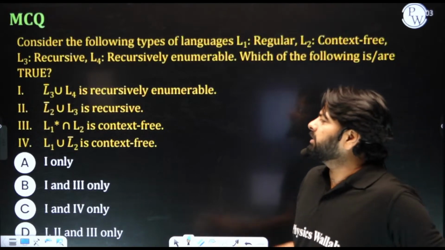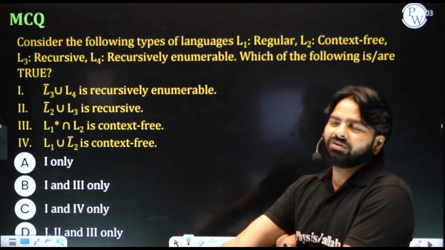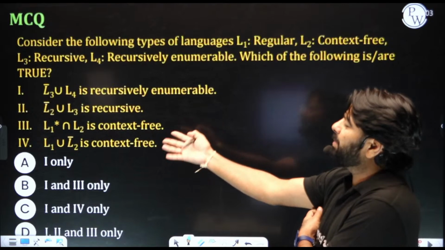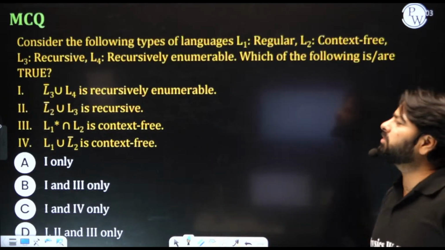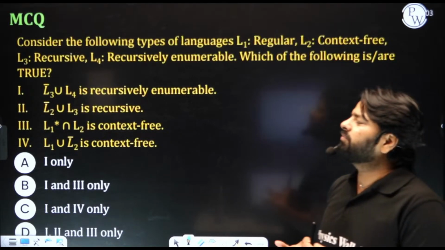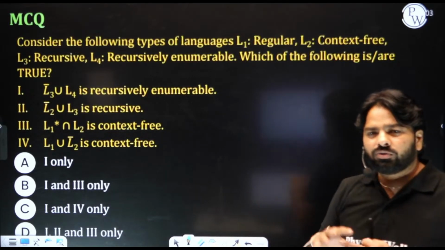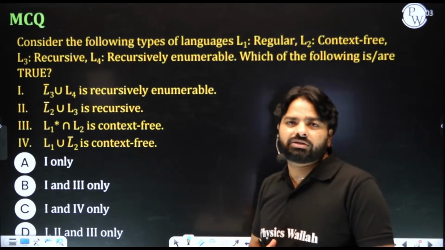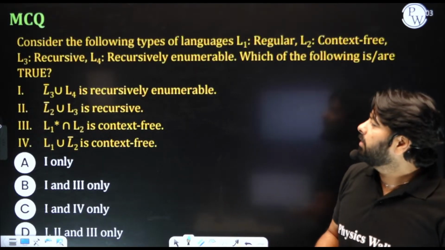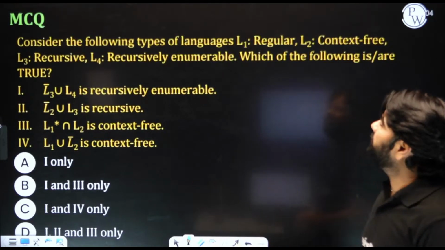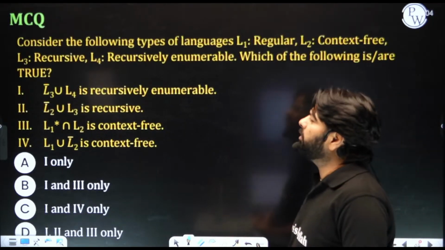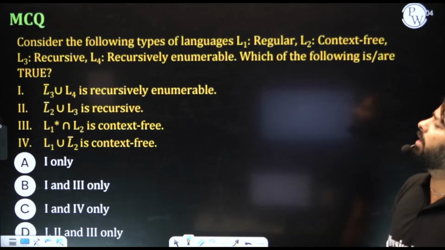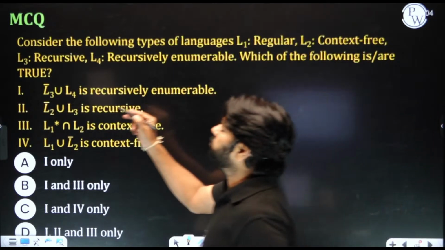So this is also one of the famous questions about operations, like closure properties. When you study these operations, you should understand what kind of language comes out when you perform the operations. You have different types of languages like regular, context-free, recursive, recursively enumerable. Which of the following are true? So you need to identify the true statement.